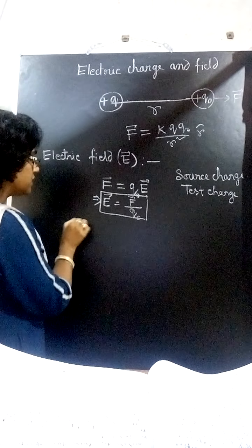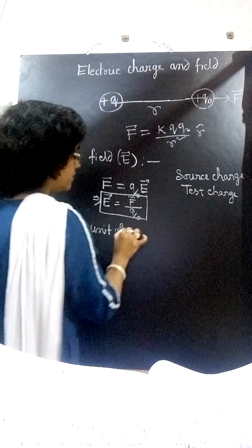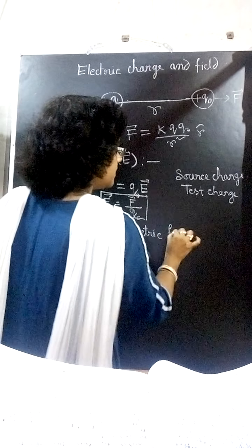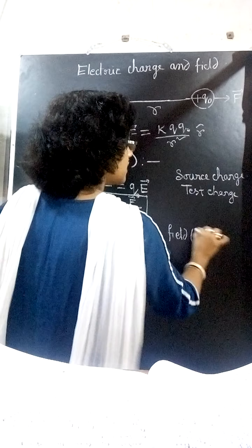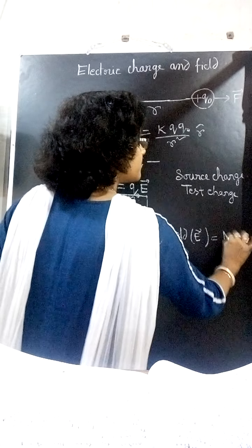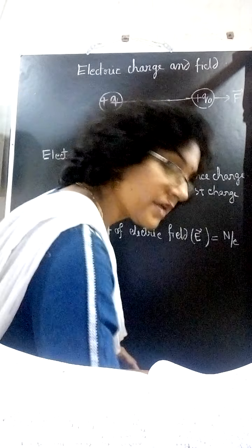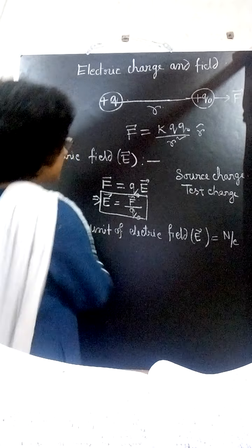Now, what will be the SI unit for electric field? The SI unit of electric field is Newton per Coulomb. Now, what will be the direction of electric field? It is a vector quantity. So, what will be the direction of electric field?